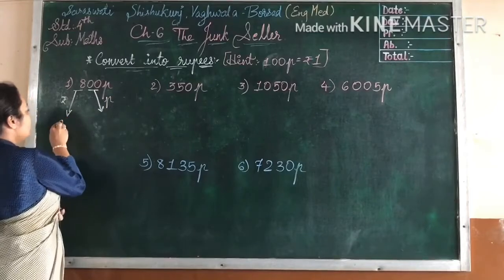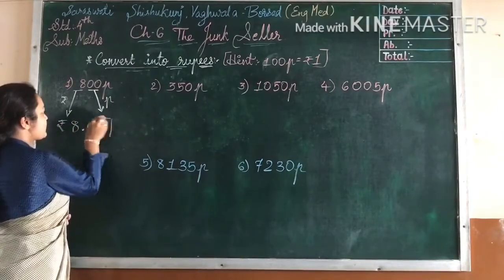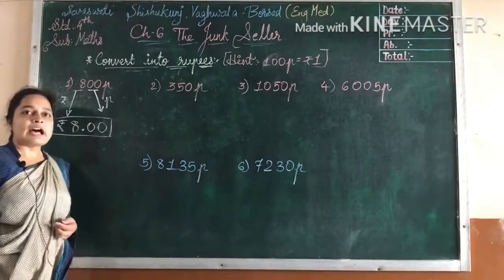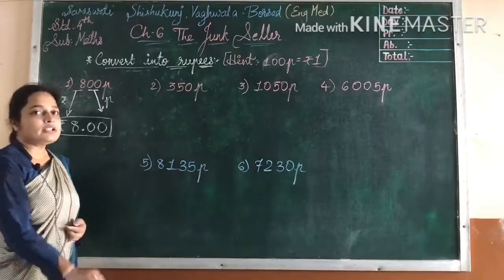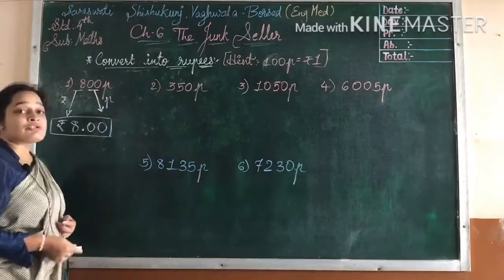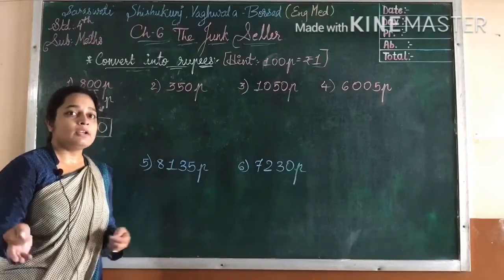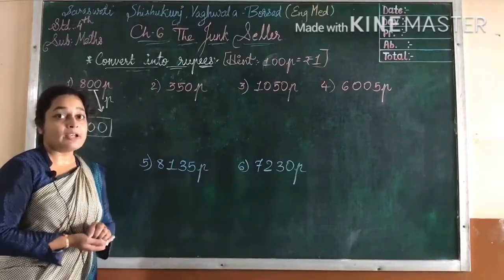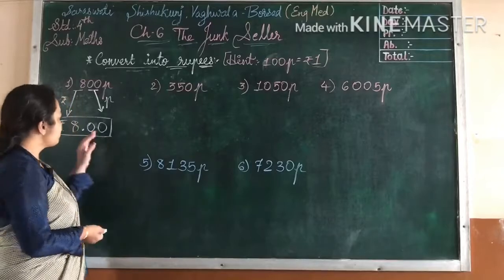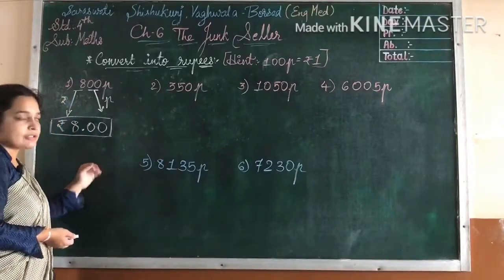So here we can write rupees 8.00. This is your answer. Another method is also there. It means 800 paisa is there, so you divide this 800 by 100. It will be a division method. But we will not do that. This one is a very easy way, so we will apply this one.